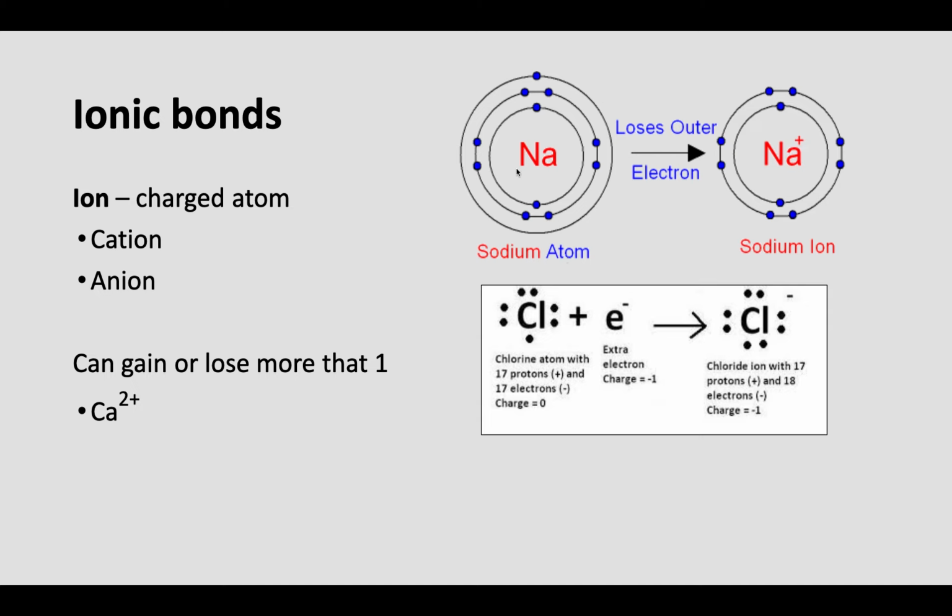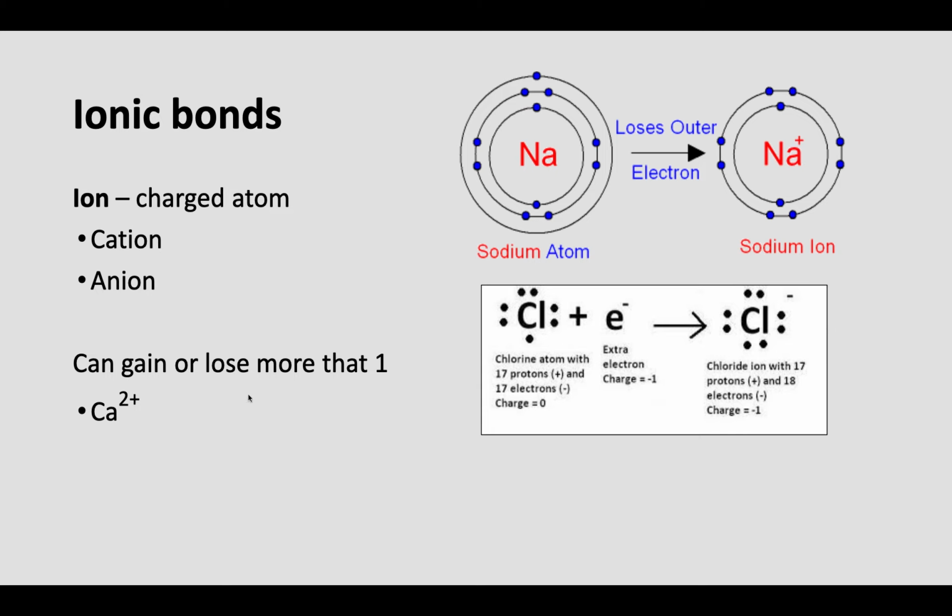So our sodium atom here can lose an electron. I'm not sure why it has that outer ring there, kind of a confusing picture, but sodium is losing the electron here and becoming a positive ion. If it's a positive ion, we call it a cation. If it's a negative ion, we call it an anion, meaning it has gained an extra electron.